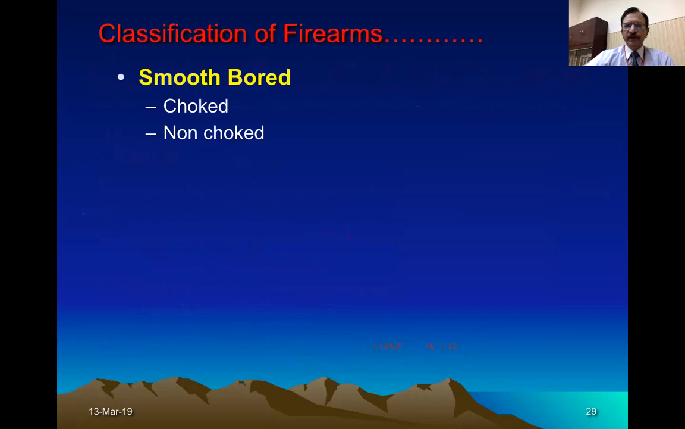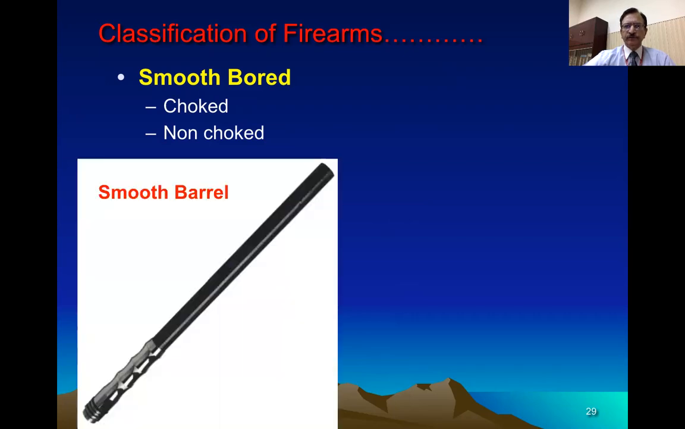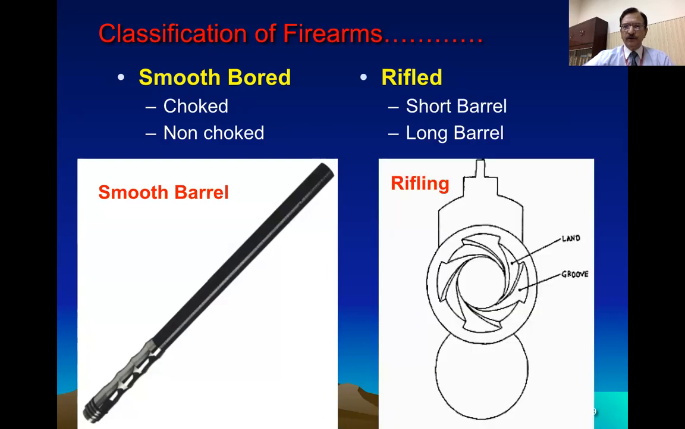Then the smooth bore can be choked or non-choked. This is another mechanism which has been done in the smooth bore, where they reduce the caliber towards the muzzle end. A negligible reduction in the size toward the muzzle end is called choking. And the weapons which are not choked are called non-choked. The rifled weapon may be short barrel or long barrel.